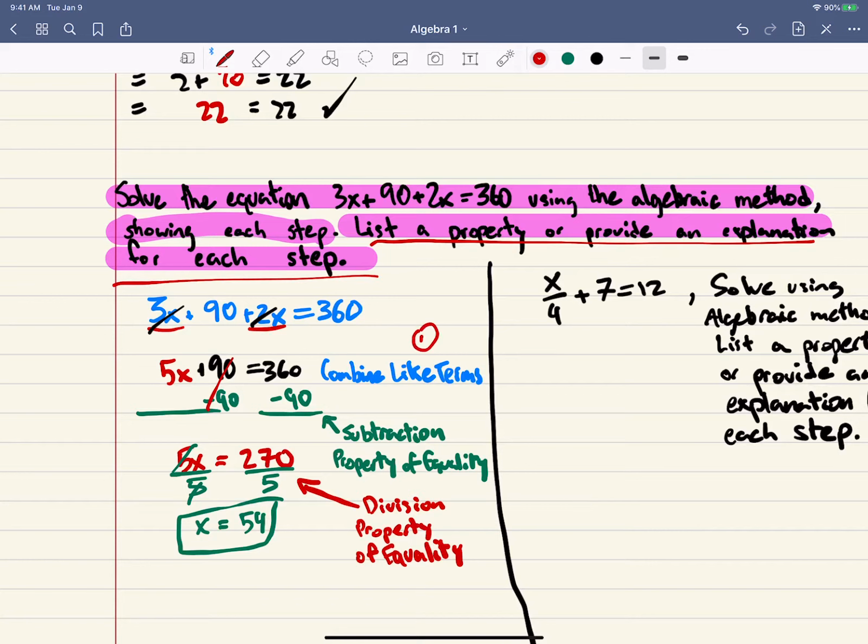Step 1 was combine like terms. Step 2 is use the subtraction property. And step 3 is division. It's pretty straightforward for the names of the properties. If you add, that's the addition property. If you subtract, that's the subtraction property. If you multiply, that's the multiplication property of equality. And if you divide, that's the division. All right, so it's pretty straightforward.